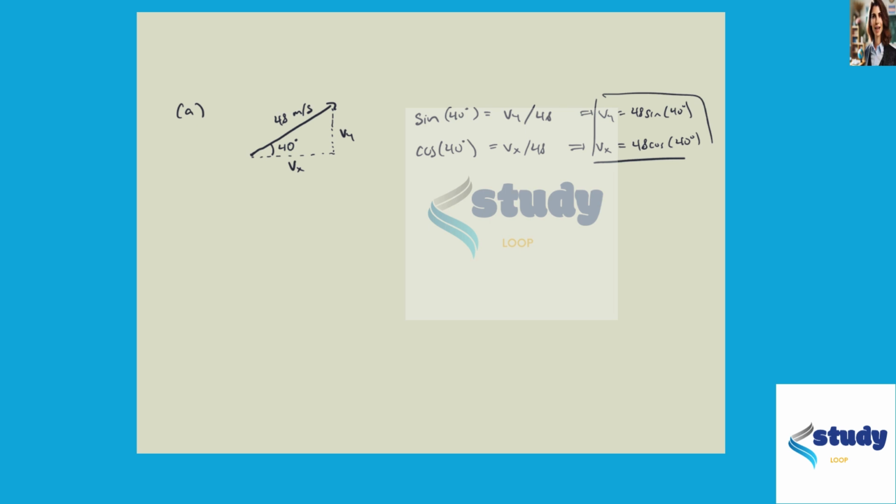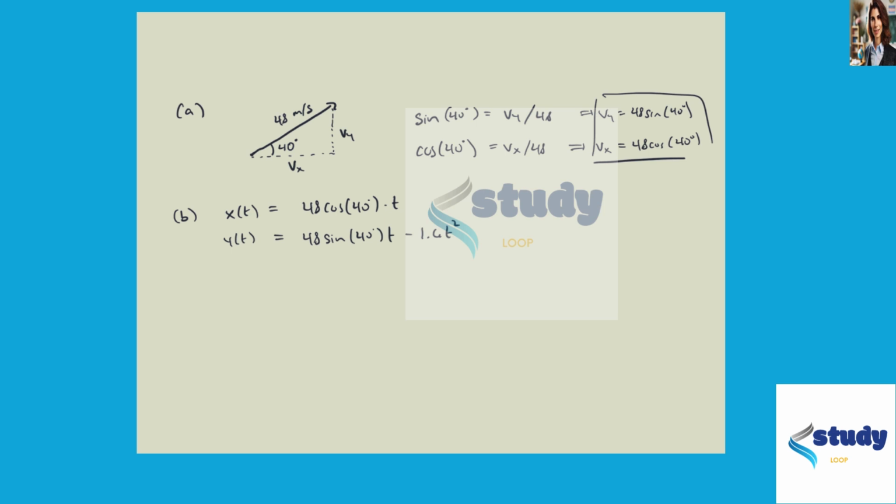For part B, we want to find the hang time of the ball. The way I'm going to do that is to write the x and y position functions. For the x position function, we're going to assume the ball starts at 0, 0 at the origin. So its x position is just its x velocity, 48 cosine of 40, times t. And then the y is 48 sine of 40 degrees times t, and then we have acceleration, so minus 1.6 t squared.